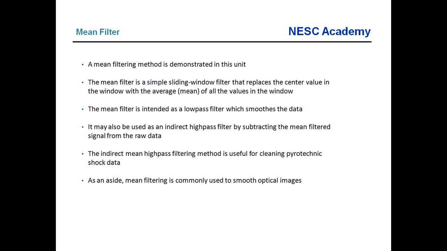But then if we take this mean filter, low-pass filter data, and we subtract it from the raw data, then indirectly we've high-pass filtered our data. So again, taking our raw data and subtracting the mean filter data gives us our indirectly high-pass filtered data. And that's quite useful for cleaning up pyrotechnic shock. Just as an aside, if you do a Google search on mean filtering, about 95% of the links will be to mean filtering for optical images. The people that process optical images love to use mean filters to smooth out those images. But mean filtering can also be used on digitized time histories.